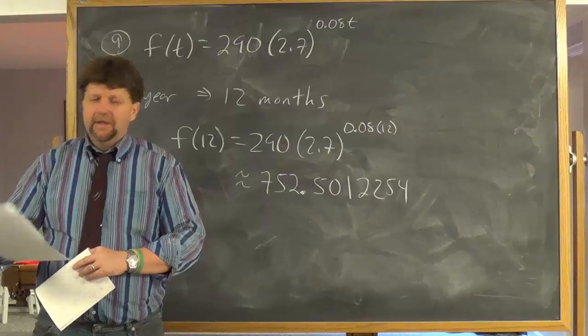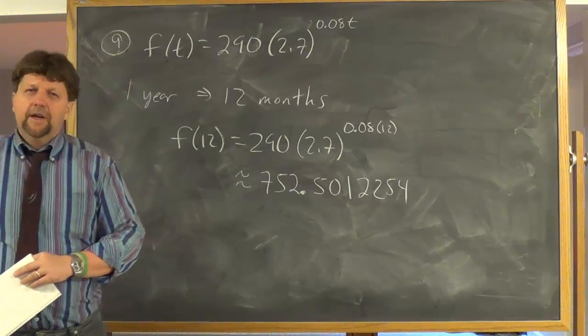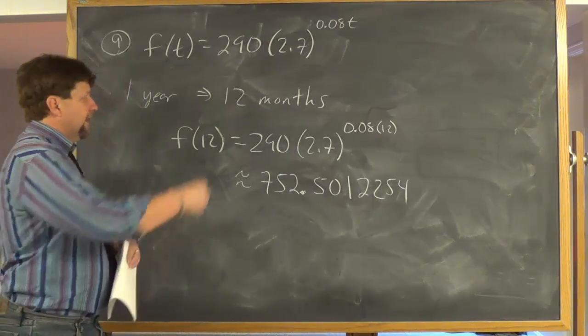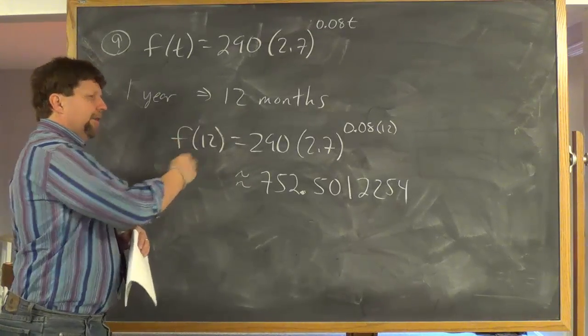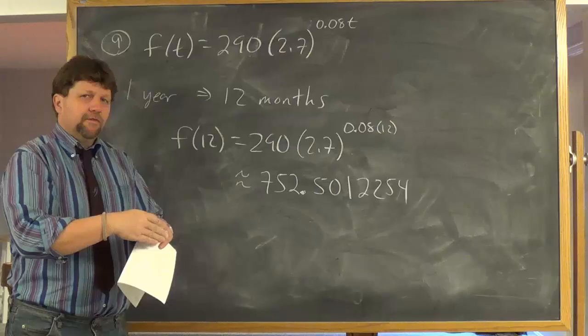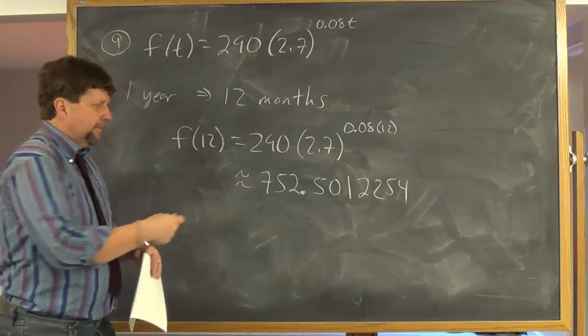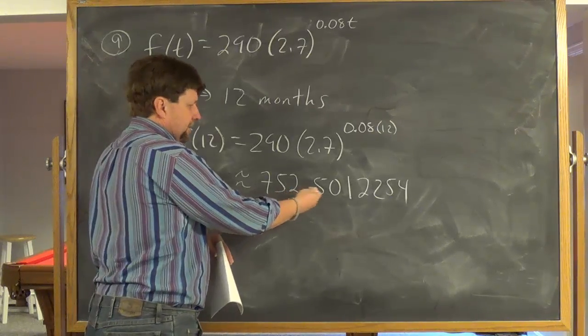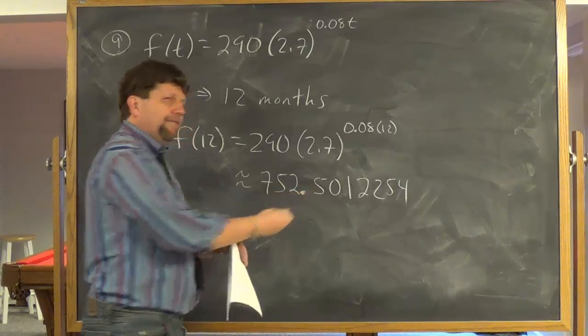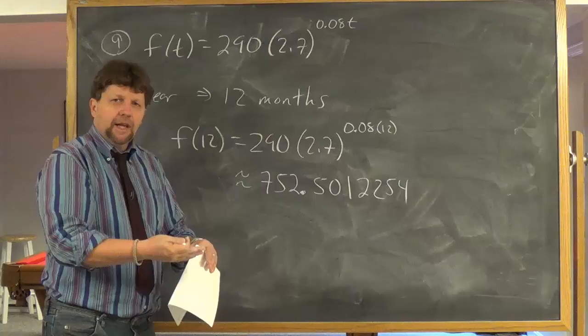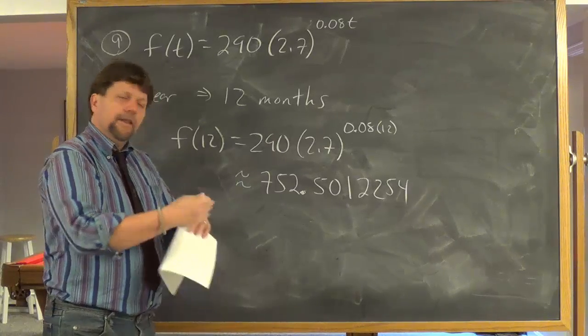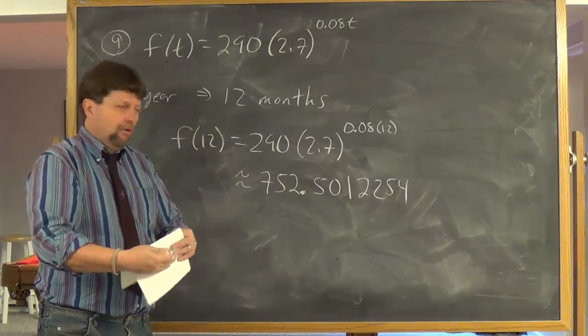Okay, now the directions did say to round your answer to the nearest whole number. Well, now think about why we would want to do this. f of t represents the number of rabbits. We just found how many rabbits will be running around in this forest next September. It doesn't make sense to have 752.5 rabbits. I mean, what does half a rabbit look like? We don't do that. That's why we're going to round it to the nearest whole number.